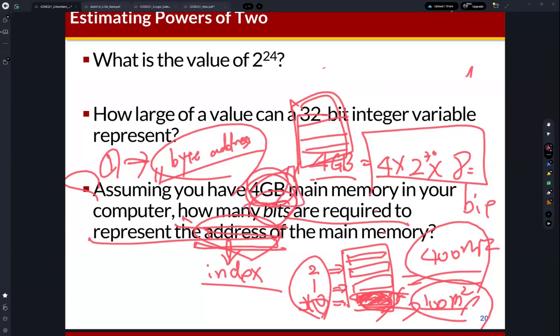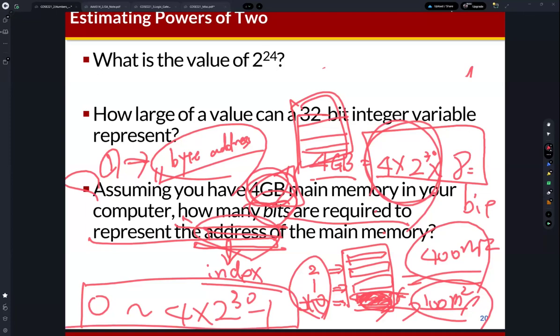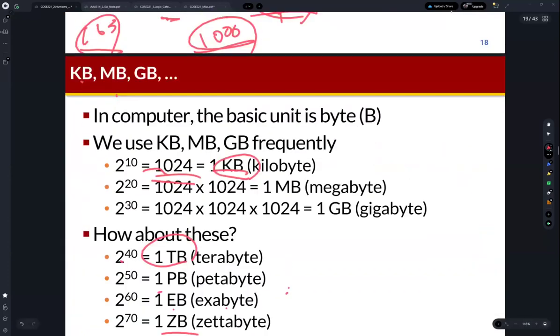In this memory, there can be 4 multiplied by 2 to the power of 30 bytes. In order to represent these bytes, we require the numbers from 0 to 4 multiplied by 2 to the power of 30 minus 1, right? Because in the computer system, the numbers start from 0. So in order to represent this range of numbers using binary, how many bits do we require? We learned this before.